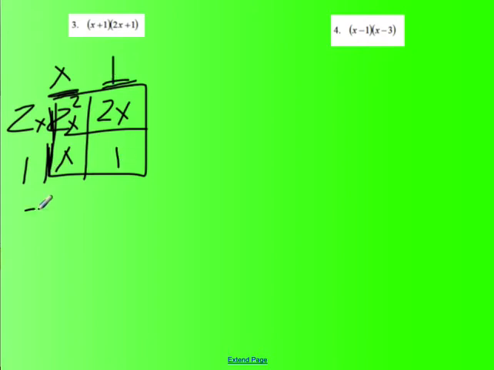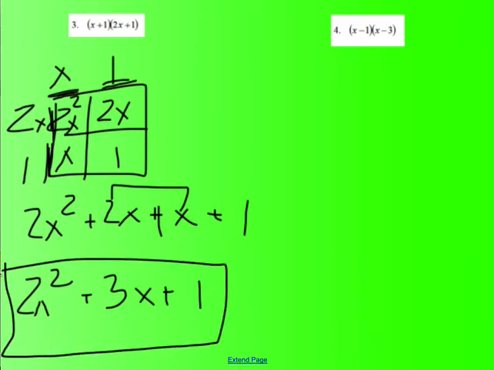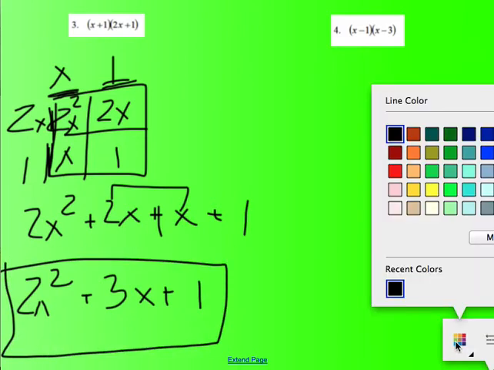So now that I have all of those terms in the box, I can go ahead and write out all of my terms. So I have 2x squared. That isn't going to be combined with anything. And then here I have 2x plus x. Well, remember that in front of this x there's a 1. So that's really 2x plus 1x. Now that's going to be 3x when you add those together, and then you can add the 1. So that right there is your final answer for number 4.